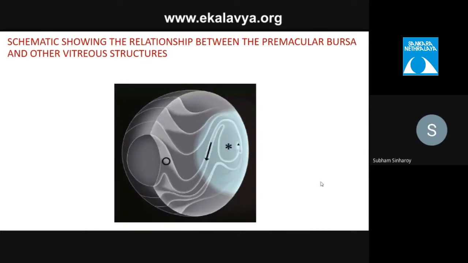So after knowing that concept, this is a schematic diagram showing how the premacular bursa is connected to the Cloquet's channel. This triangle is showing that connection with the Cloquet's canal. The asterisk is showing the premacular bursa, and they basically move anteriorly through the tractus hyaloideus, or you can get the Cloquet's canal, and finally end up in the retrolental space, which is denoted by the letter O.